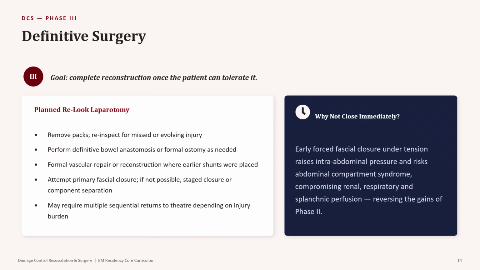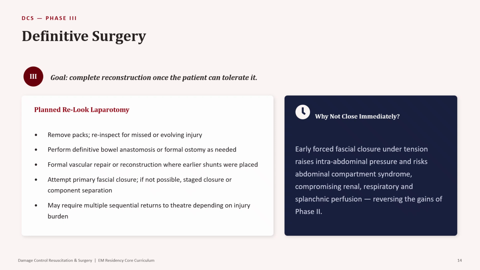DCS phase 3 is the definitive surgery. The goal is complete reconstruction once the patient can tolerate it. Planned laparotomy, remove the packs, re-inspect for missed or evolving injuries. Perform definitive bowel anastomosis or formal ostomy as needed. Formal vascular repair and reconstruction where earlier shunts were placed.